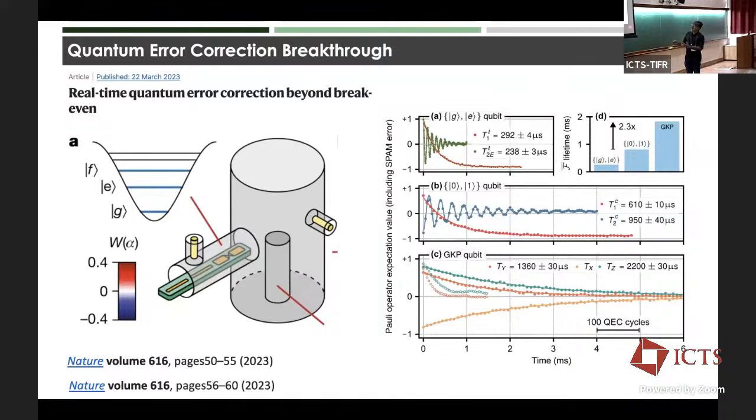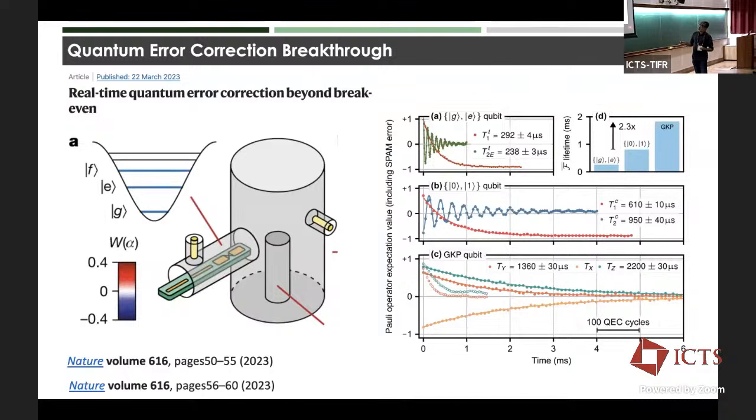And then when they implement their error correction code, they see that the combined qubit, what they call the GKP qubit, has about 2.5 times the coherence time of the best element, which is this one. And the reason this is limited is again because of the coherence of the transmon. So even though it is only involved in the operations, the fact that it is not as coherent as the others is one of the limiting factors.